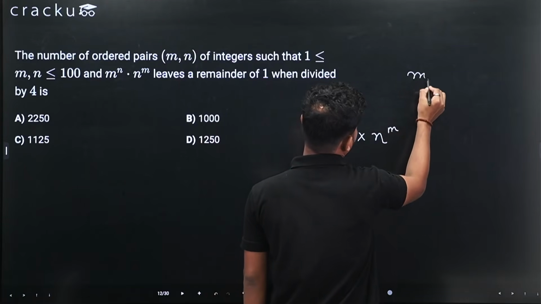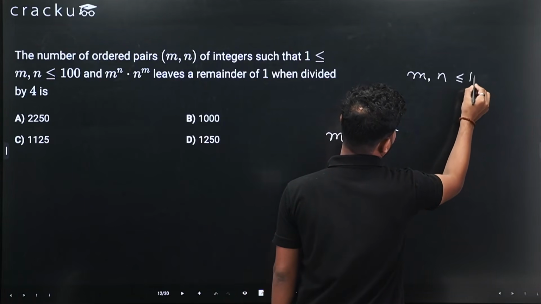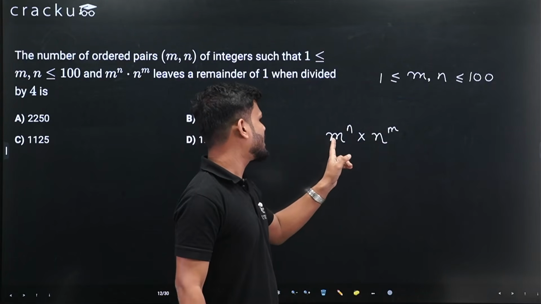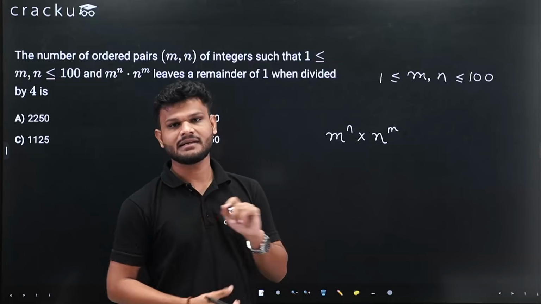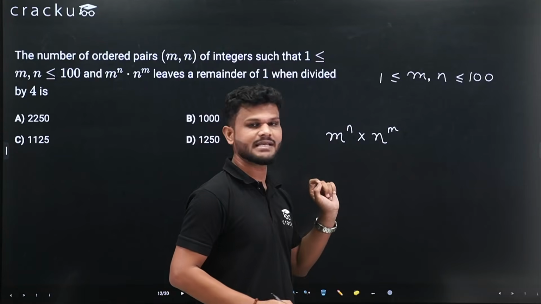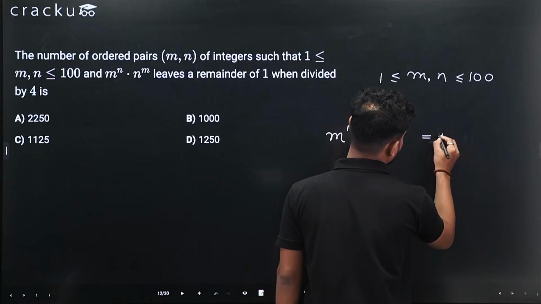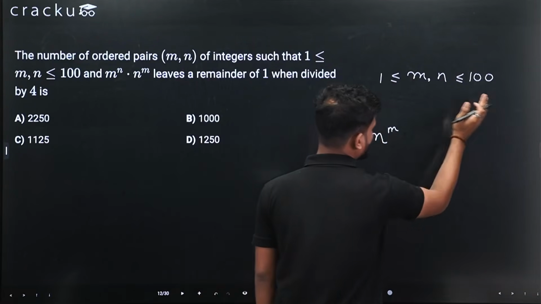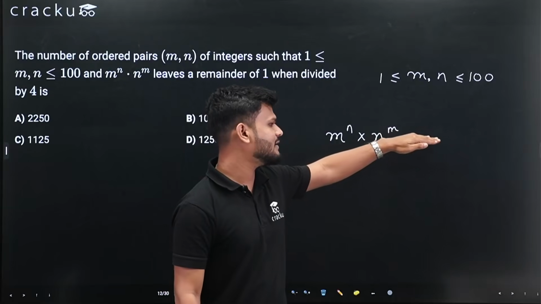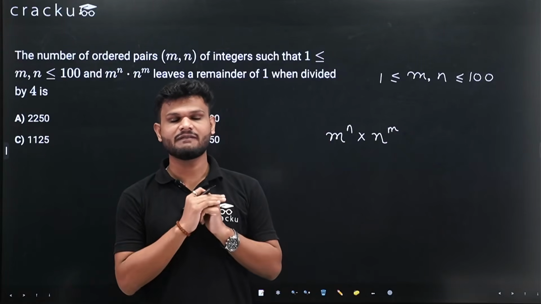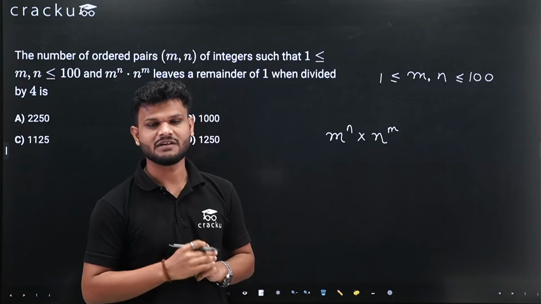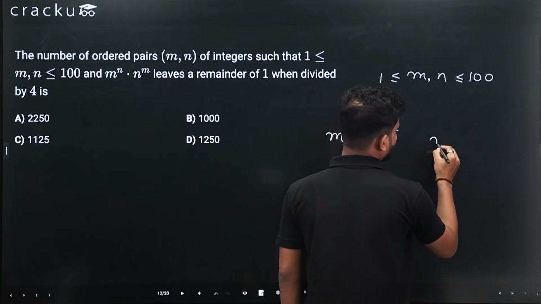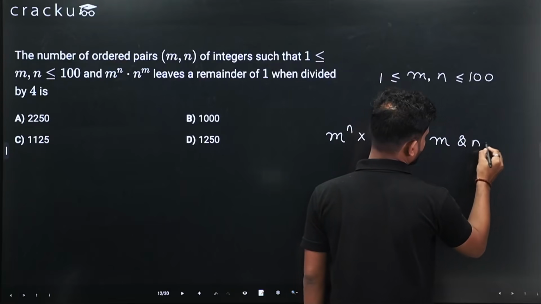Now m, n are integers between 1 and 100. If you see carefully, if one of m and n is an even number, let us say m is even, then this whole product will be even. If n is even, then also this whole product will be even. And when an even number is divided by 4, it will never leave a remainder of 1. It will either leave a remainder of 0 or 2. So it means that both m and n should be what?